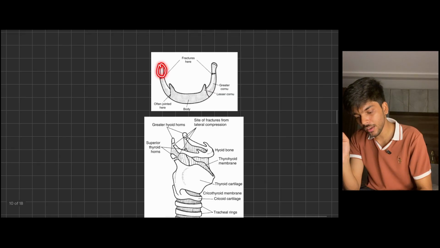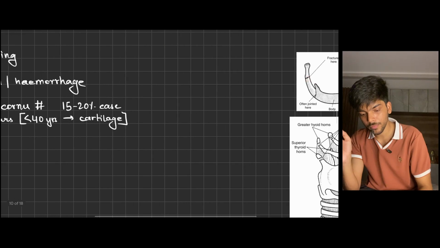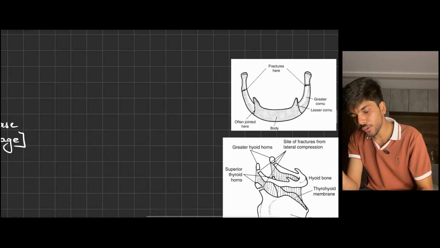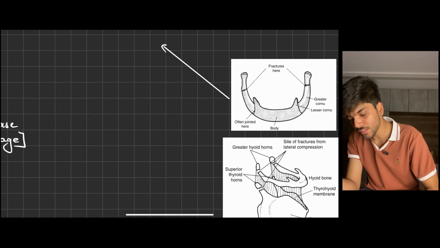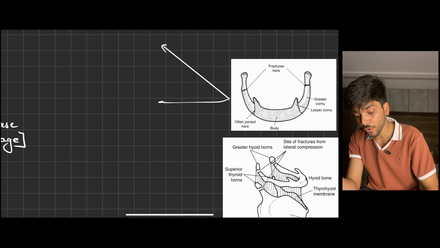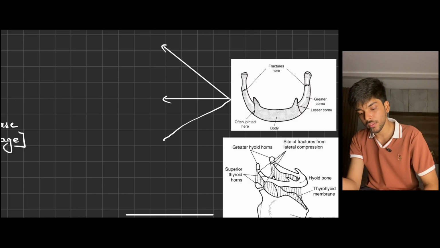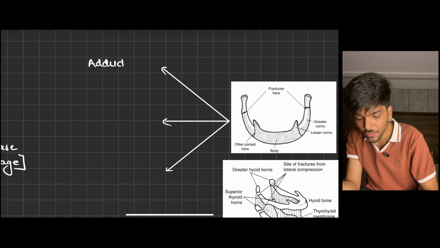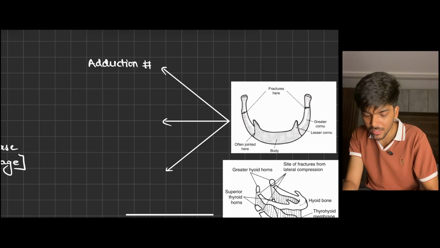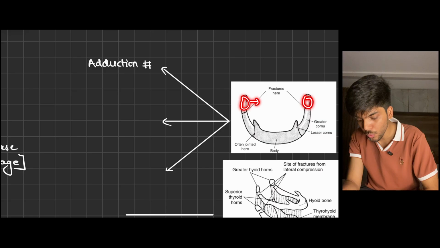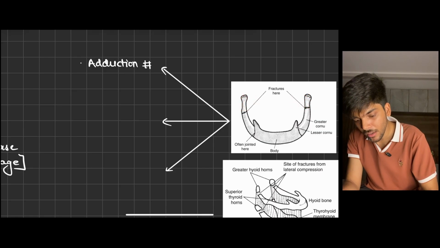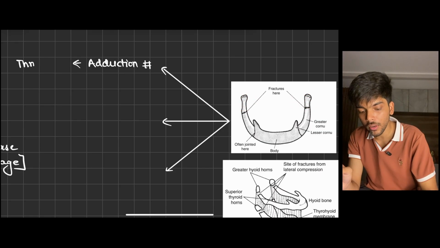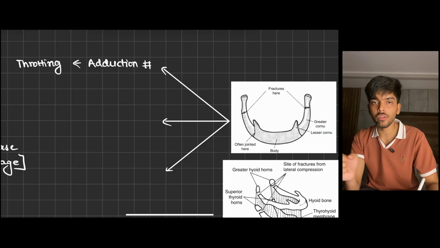So here's the greater cornu of the hyoid bone. This gets fractured. Important thing that you need to know is that you can find 3 types of fracture within the greater cornu of hyoid bone. The 3 types of fracture. Number 1 is adduction fracture. Adduction fracture is when the fractured parts move inside. And this is seen not in hanging, but in throttling or manual strangulation.